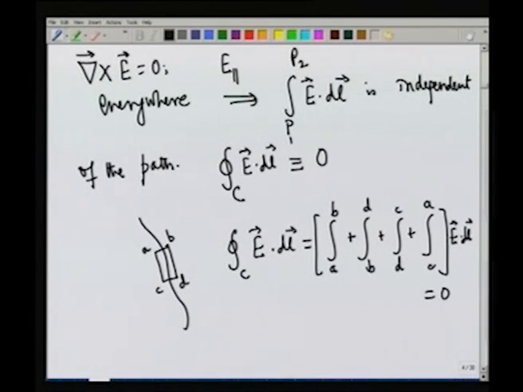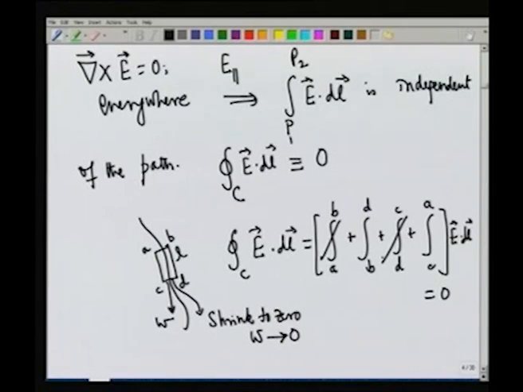What I now do is to shrink the side. I keep the length intact, but this side I will shrink to 0. That is, I will make the width smaller and smaller, shrink to 0. So, if the side BD has a length L and if the side CD has a width W, I want to take the limit W going to 0. If I did that, you can easily convince yourselves that the integrals A to B and C to D are going to drop out.